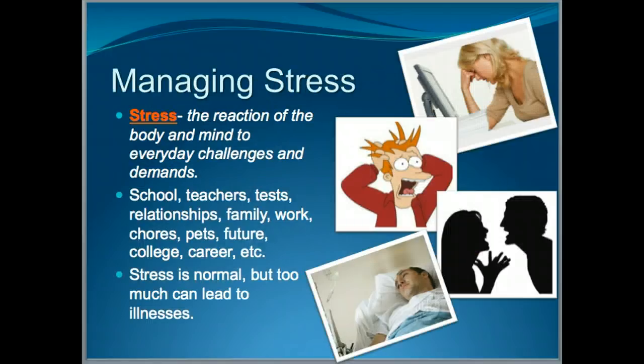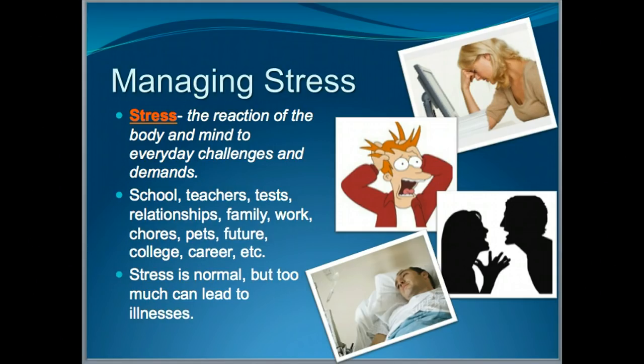Let's talk a little bit here about stress, at least managing it. Again, we're going to spend more time on this in Unit 2, but it's important to identify that we all do experience stress. Stress is the reaction of the body and mind to everyday challenges and demands. When I think of stress, there's a lot of different ways to look at it. Stress can be worry, stress can be fear, stress can be excitement, or it could be kind of a combination of all those things. You may be excited to take your driver's test, but be nervous and worried about it at the same time.